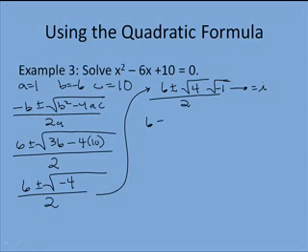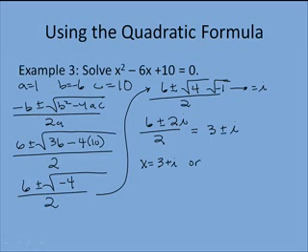So now, 6 plus or minus the square root of 4, which is 2, and the square root of negative 1 equals i, over 2. And that equals 3 plus or minus i, because 6 divided by 2 is 3, and then the 2 divided by 2 is 1. So 3 plus or minus i. So our solutions: x equals 3 plus i, or x equals 3 minus i.